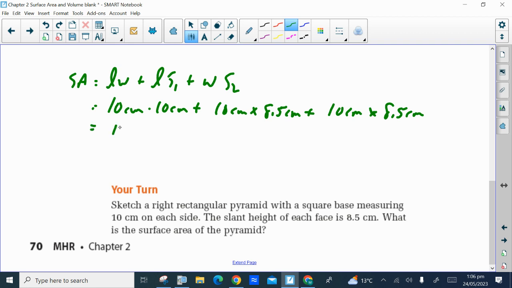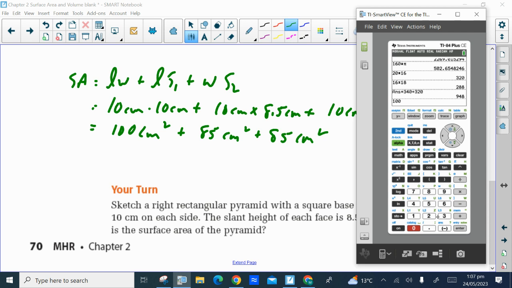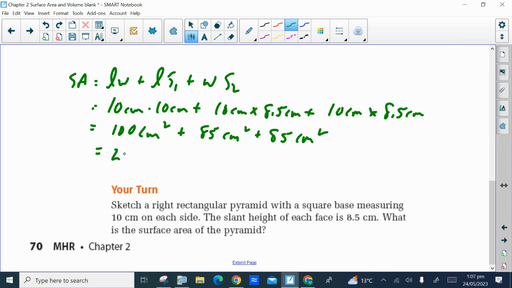So 10 times 10 is 100 centimeters squared. 10 times 8.5 would be 85 centimeters squared. So it's going to be 100 plus 2 85s. You can go 100 plus 2 times 85. 270 is the answer. Right, so in this case, the pyramid is a square-based pyramid. All four sides of the base are the same, so all four slant heights are the same as well.